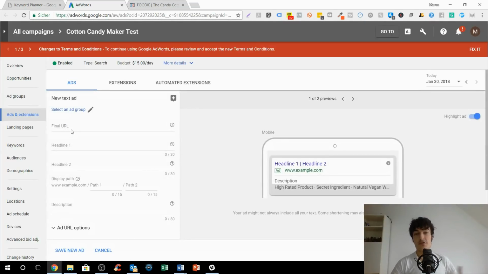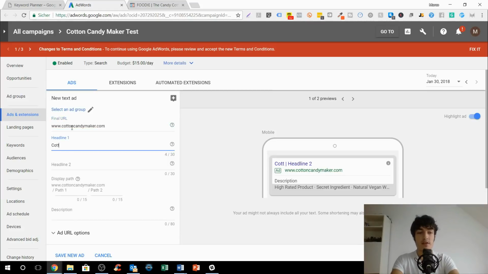And I will also explain this process in detail in the free 40 pages manual that I just mentioned in the beginning. So here we will come up with the URL, let's say Cotton Candy Maker, even though it's a different one for us. And headline 1 is Nostalgia Cotton Candy Maker. And remember that if you type in something in Google, the words that you typed in will be highlighted in the ad.